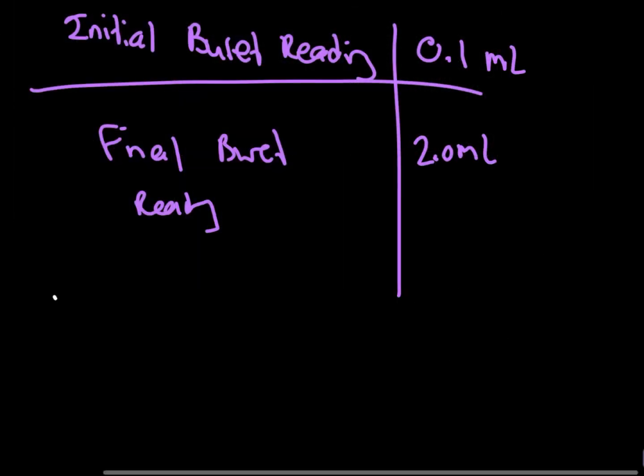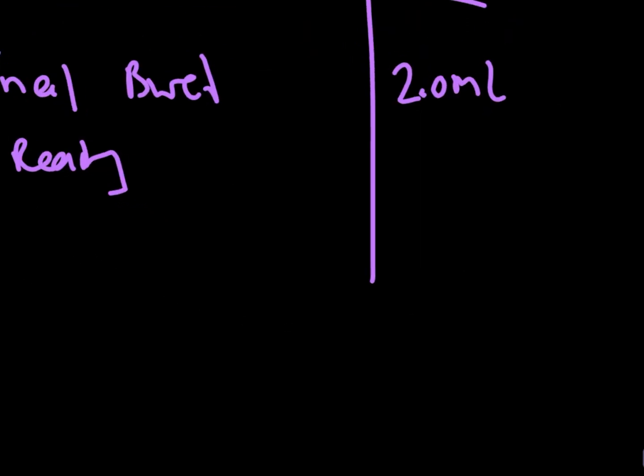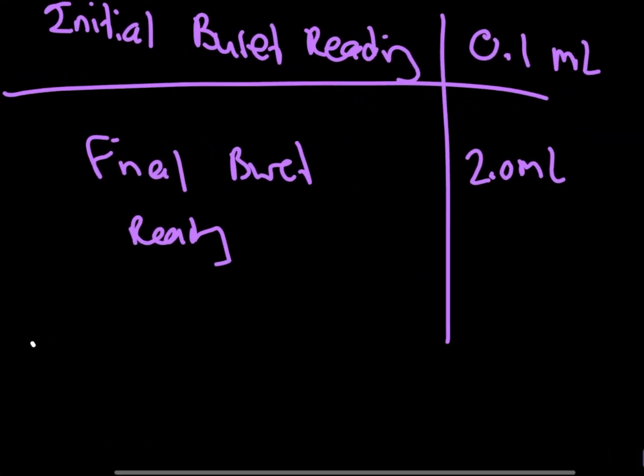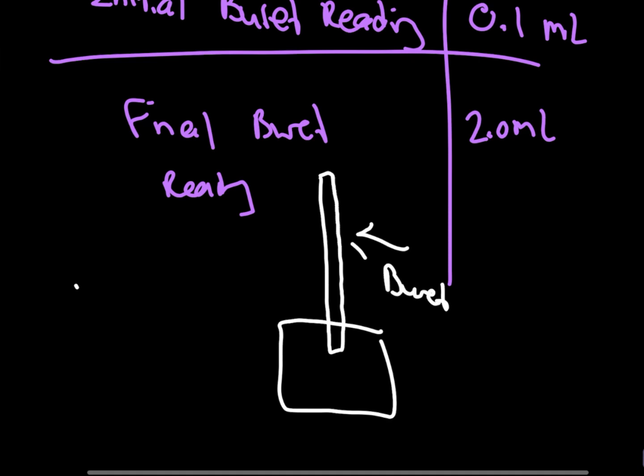Now, burettes are a strange thing. So the Regents are probably going to ask you this. They're going to give you an initial burette reading. So the burette is the thing that you're using to titrate, right? So remember, you have your Erlenmeyer flask, right? And then this would be your burette. This is your burette, the thing that you're slowly adding to your solution.